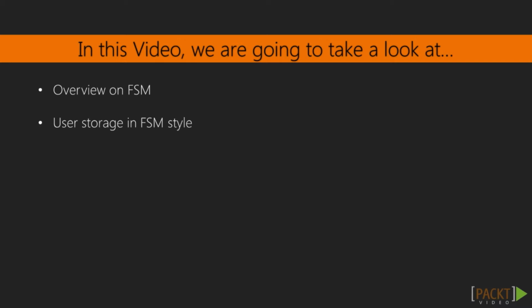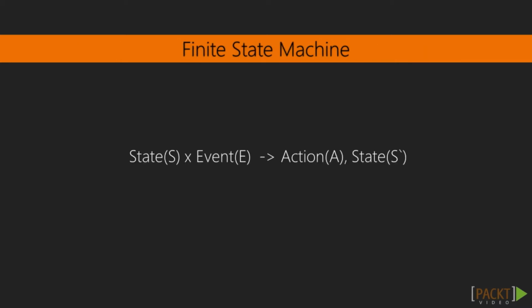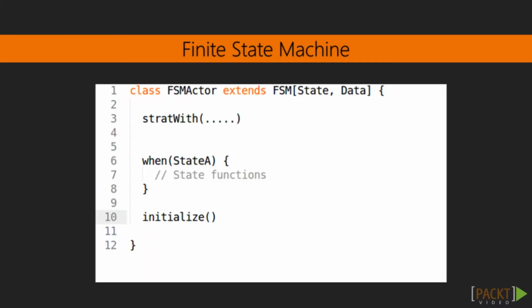Let's get started then. A finite state machine can be described as a set of relations of this form: if we are in state S and the event E occurs, we should perform the actions A and make a transition to the state S'. Now, let's take a look at the skeleton for an FSM actor. The first thing we need to do is declare the FSM actor that is extending the FSM trait, which inherits directly from the actor trait.